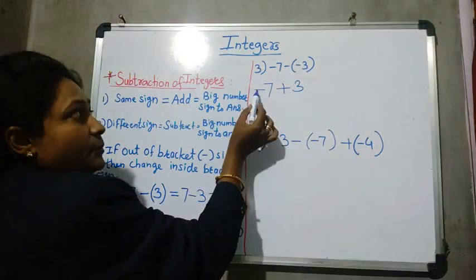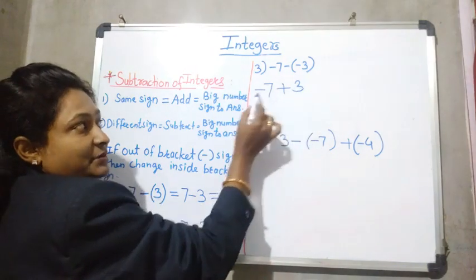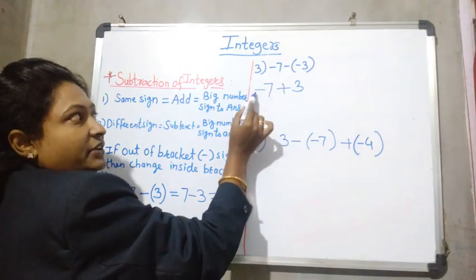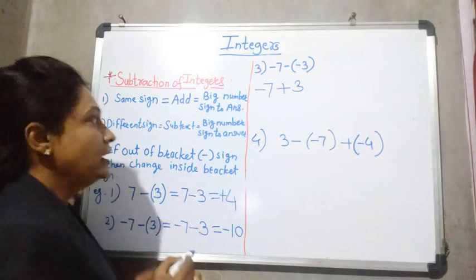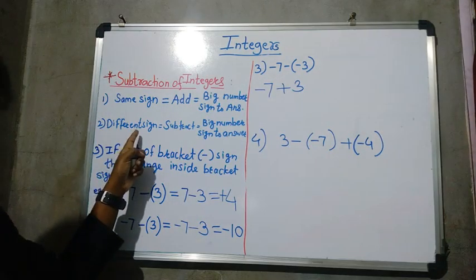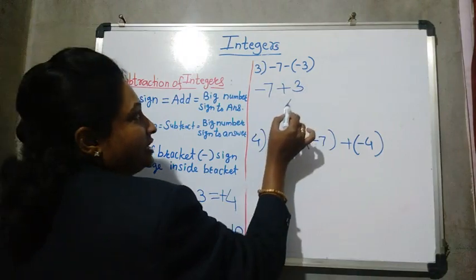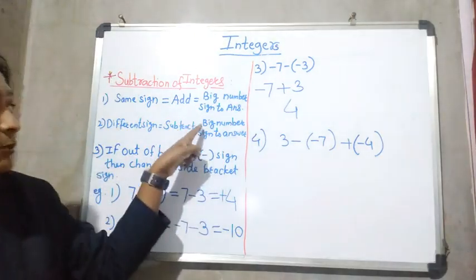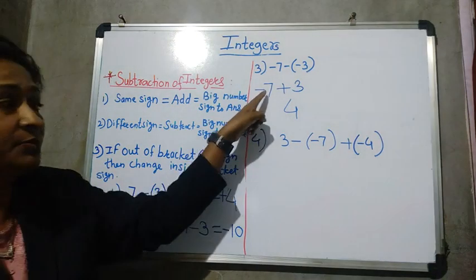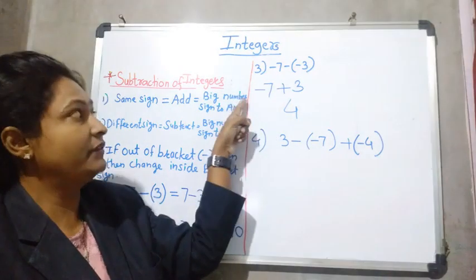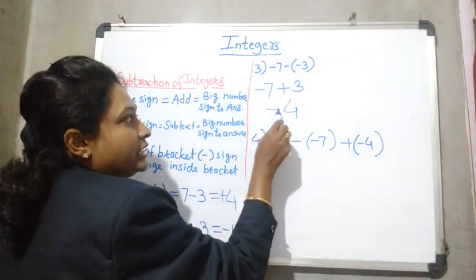Now see here, minus 7 and plus 3 means both numbers have different signs. 7 has a negative sign, 3 has a positive sign. Now if different signs are there, then what do we have to do? We have to subtract the numbers. 7 minus 3 is 4. And what do we have to do? Big number's sign goes to the answer. The big number is 7, and 7 has a negative sign. So negative sign for the answer.